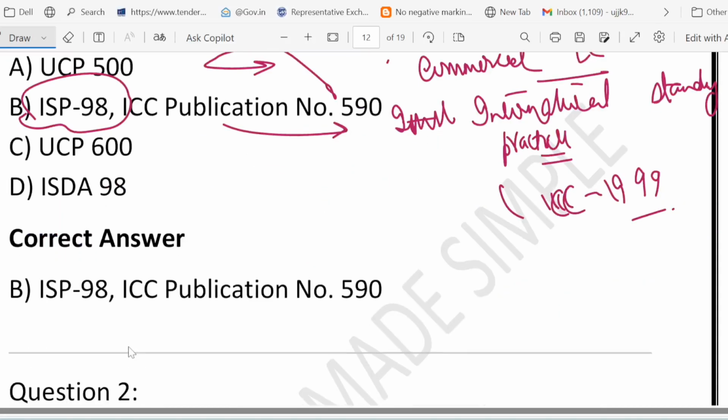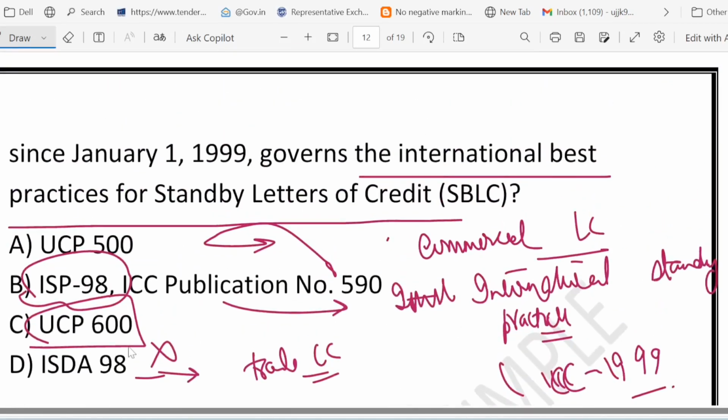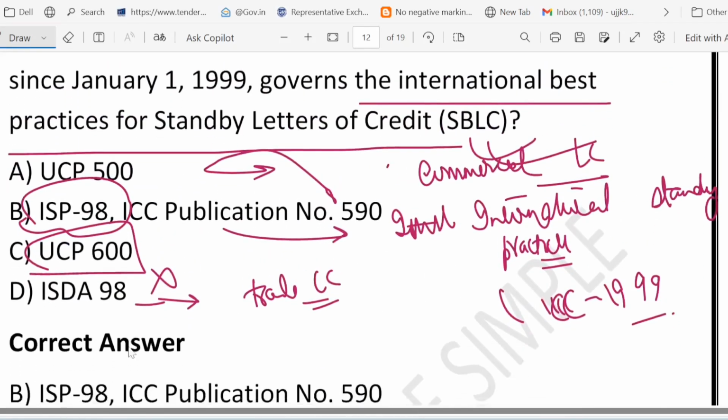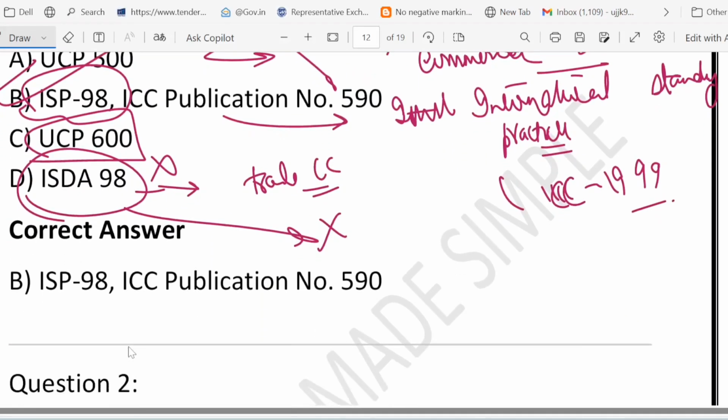What about UCP 600? This is again wrong, because it is the updated rule for documentary credit. It is widely used for trade LCs, but it was not designed for SBLC. So here our point of discussion is SBLC, the standby letter of credit. What about ISDA 98? ISDA deals with financial derivative contracts, not letters of credit. So definitely not relevant here. The correct answer is option B. So that is the point.